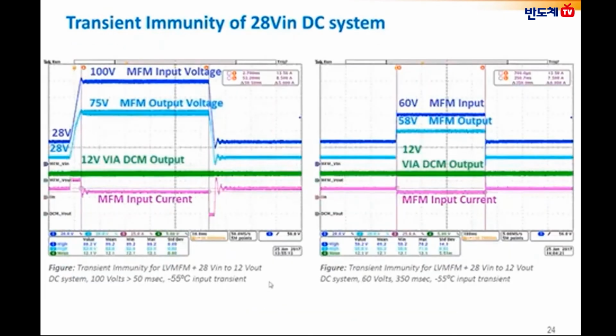Similarly, the plot on the right shows the low voltage transient, which is 60 volts DC with a time duration of 350 milliseconds. The amplitude change is from 28 volts to 60 volts, and the light blue curve shows the transient suppression of 60 volts to 58 volts, which is again an acceptable range of the downstream DC to DC converter.